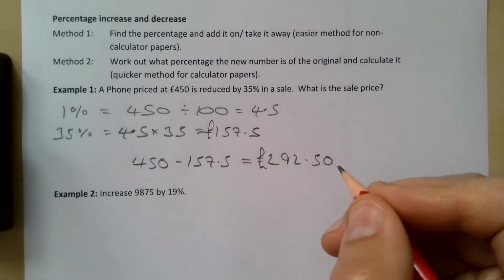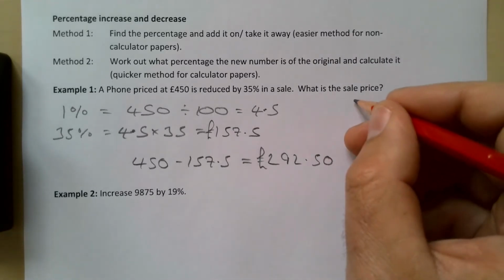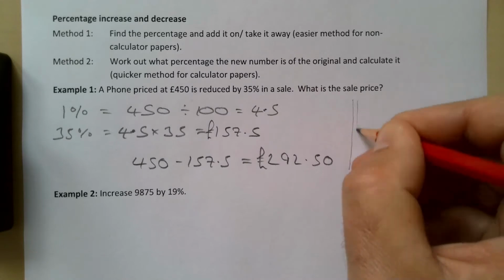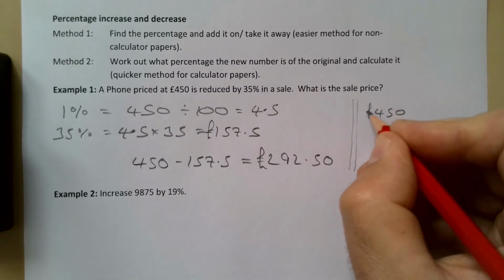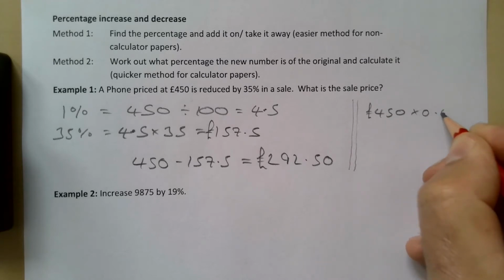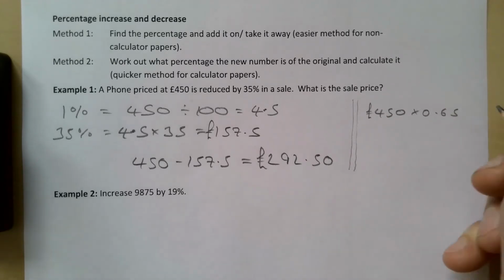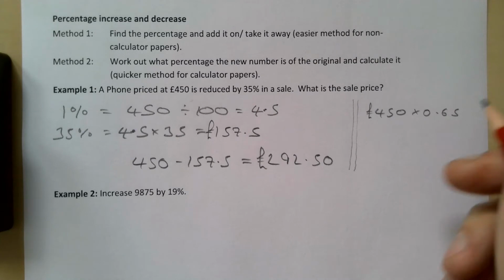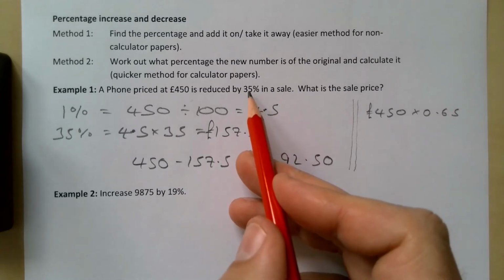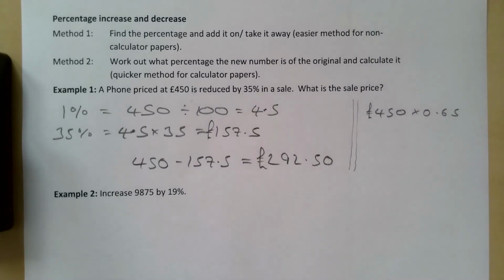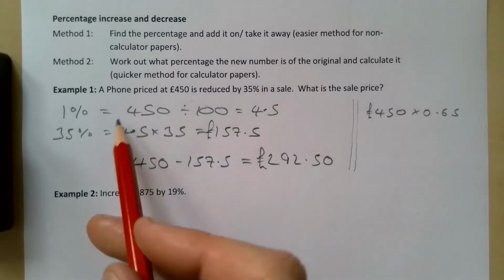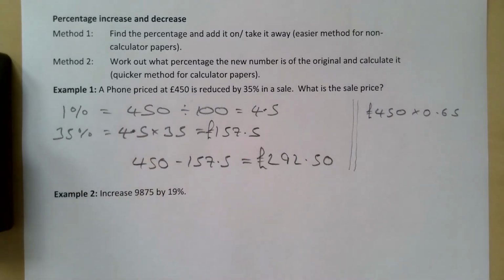£292.50. Now there are other ways, but they're not for the faint-hearted. If you feel like you really know what you're doing, if you do £450 times 0.65, that will give you the answer straight away. Because taking off 35% is the same as finding 65%. But again, if you're not sure what's going on, stick with find 1%, find 35%, take it off. Works every single time.